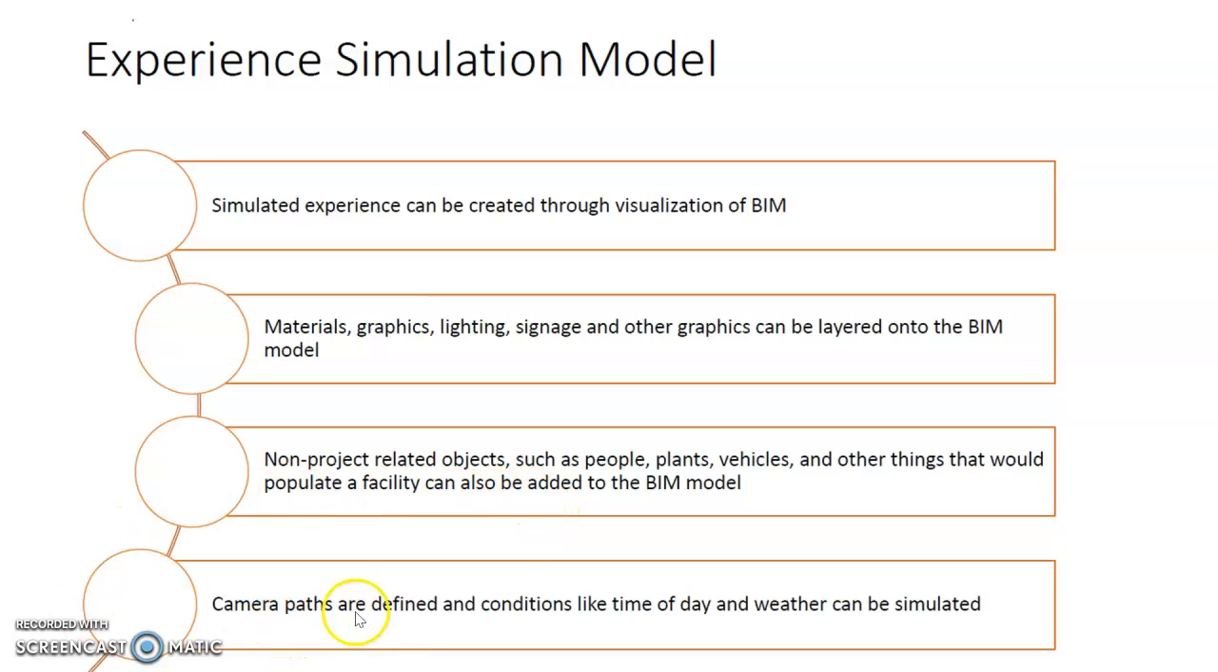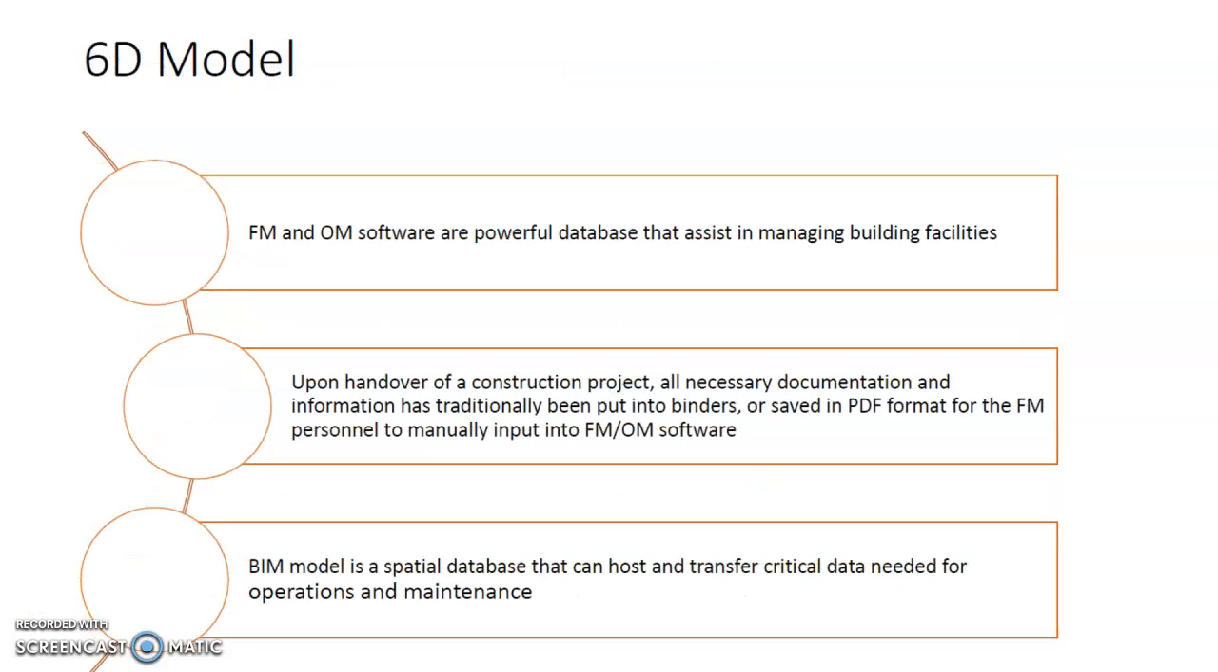The camera paths are then defined, and conditions like the time of day or the weather can be simulated. When the project is completed and handed over, the end user would also want a model to help them in their day-to-day maintenance and operation. So we can upgrade the 5D model to create what you call a 6D model. The FM, facility maintenance, or operation and maintenance software are powerful databases that can assist in managing the building facilities.